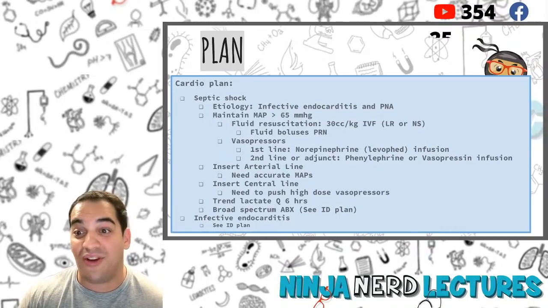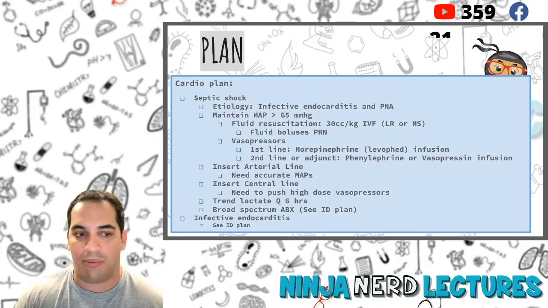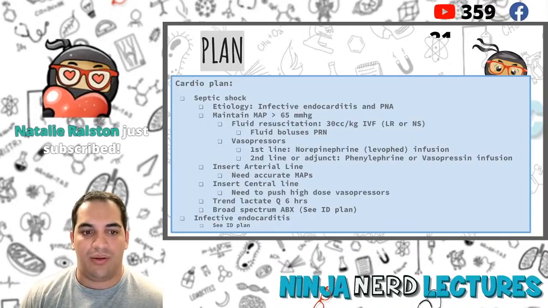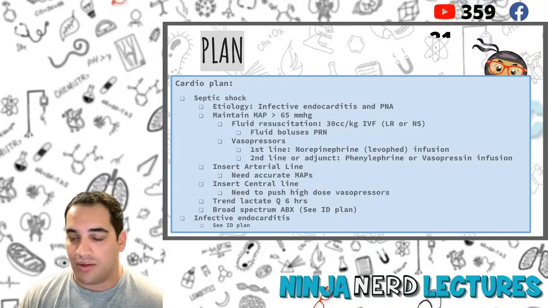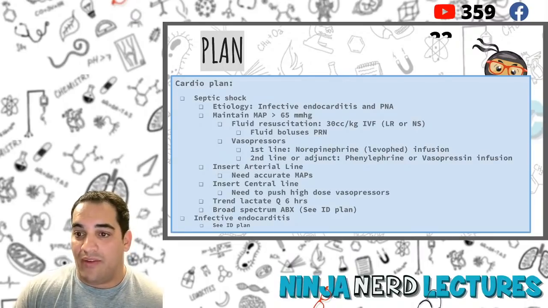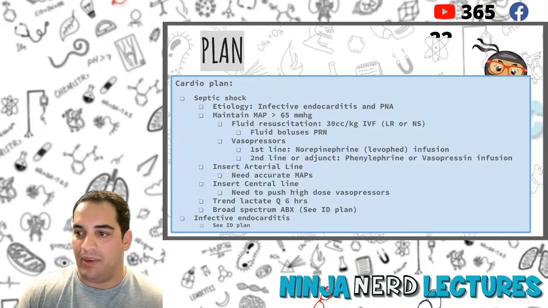We resuscitate him with fluids though, and he doesn't respond. What do we do? We put him on pressors. We're going to clamp down those vessels and increase the inotropic action of the heart with first-line Levophed, or norepinephrine. We can do that as an infusion. Depending on your institution, it may be weight-based, or you may max out at 30 and then switch to another drug. Most usually say max out at 30, then add a second-line agent if you're still not reaching that pressure goal of greater than 65, and that's where you can add on neo, also known as phenylephrine, or vasopressin. Those are your options. We'll give him fluid resuscitation, keep bolusing him, put him on a pressor, and if we need to, add a second one if we're not meeting our MAP goal.